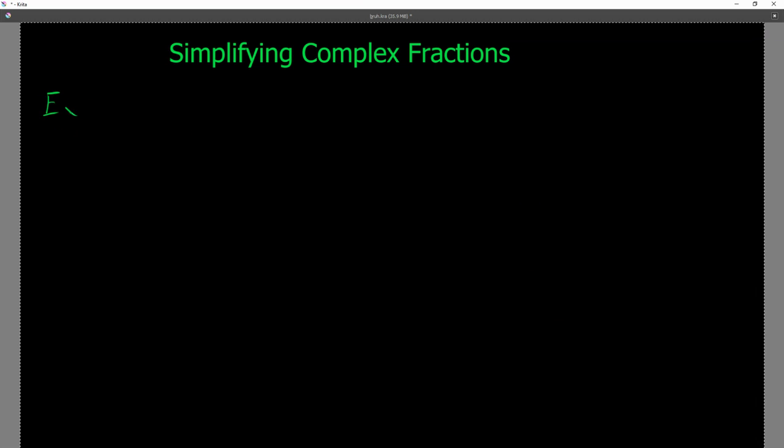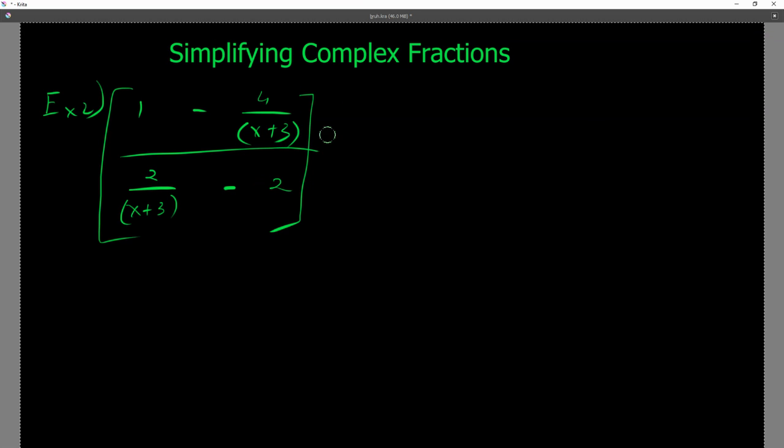I have example number 2. I have 1 minus 4 over x plus 3. And here I have 2 over x plus 3 minus 2. All right, so I'm going to put parentheses around these guys because I know they're stuck.